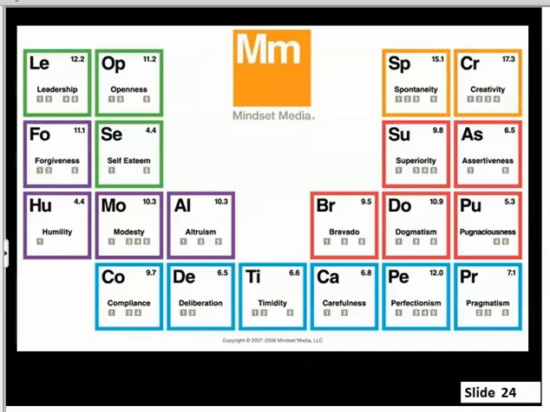Okay. This is another interesting way of displaying information. Some of you might be familiar with, in the hard sciences, in chemistry, the periodic table of elements.